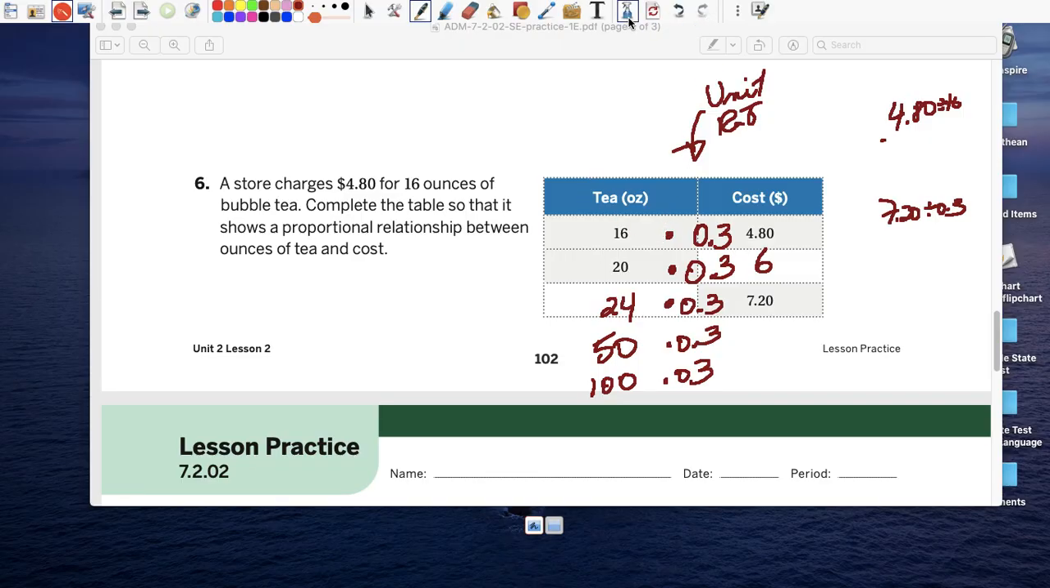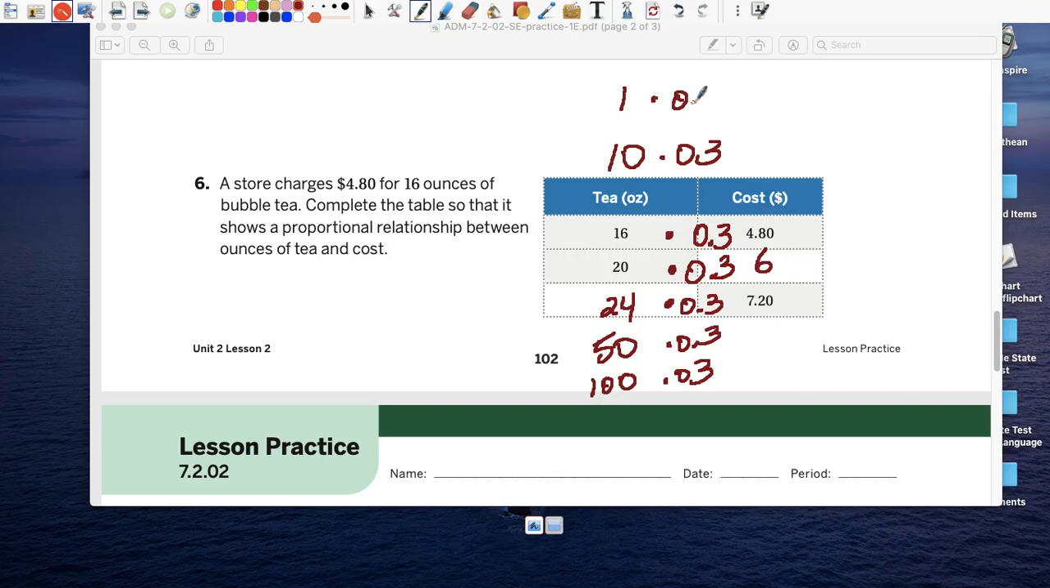What's good about this is even though we don't have it, we can go backwards. 16 ounce costs that much. 10 ounce. We can even go to 1 ounce. 1 ounce would be a ridiculous tiny amount. So if you had 1 ounce of tea and you multiply it by 30 cents, how much would it cost? 30 cents. So this number in the middle reflects the unit rate. It's the price you pay per ounce. Every ounce of bubble tea is 30 cents.